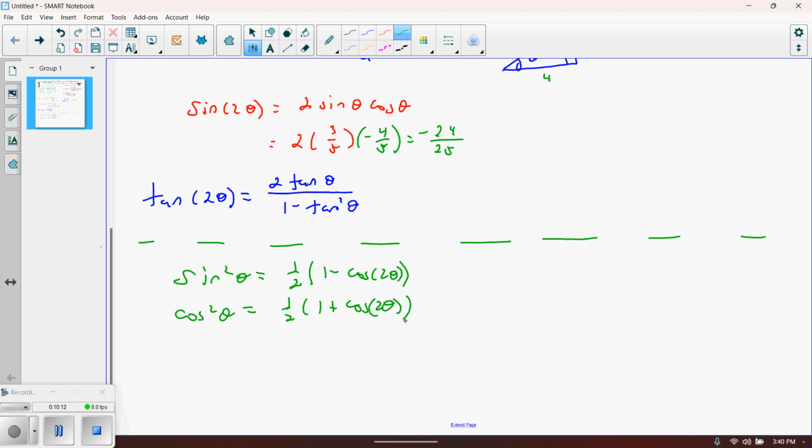Okay, so where do those things come from? Both of these formulas come from the cosine of a double angle formula. So if I start off with the cosine of a double angle, we're going to use one of the other forms of this: 1 minus 2 sine squared of theta. If I want to solve that for sine squared of theta, let's add the 2 sine squared of theta to both sides. I'll do this in multiple steps. And then we're going to subtract the cosine of 2 theta on both sides.